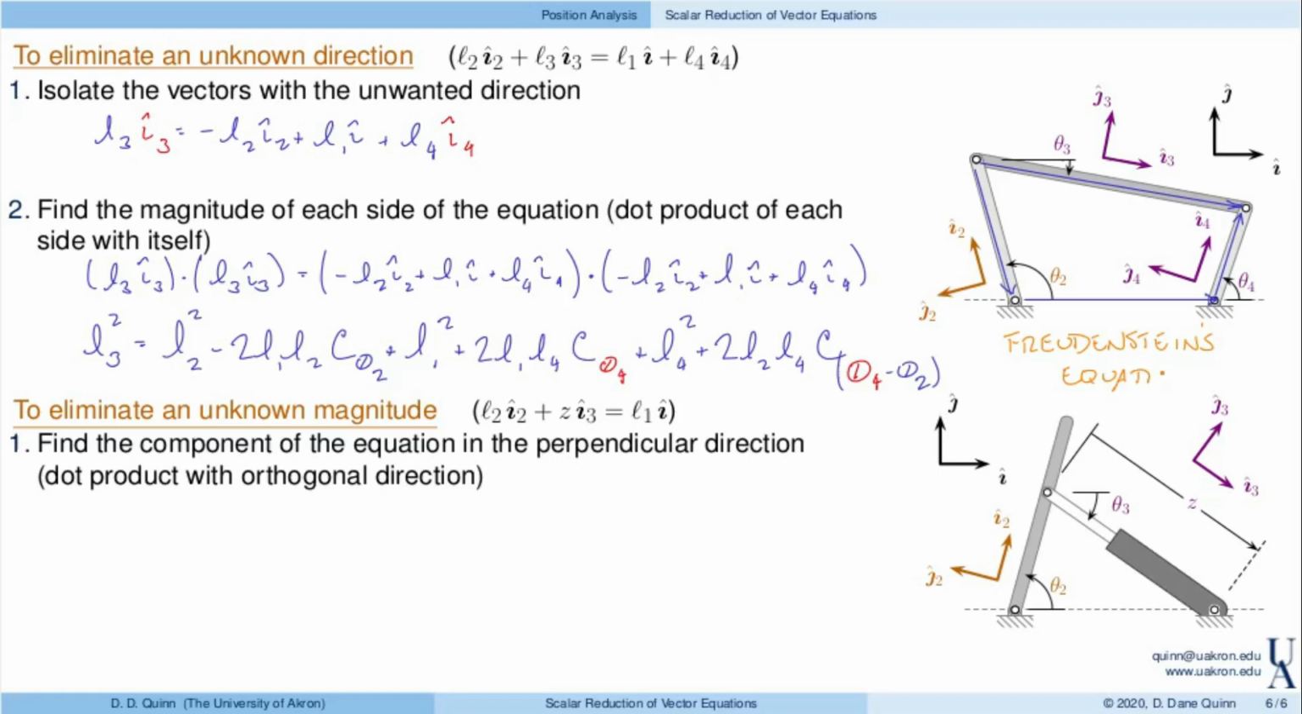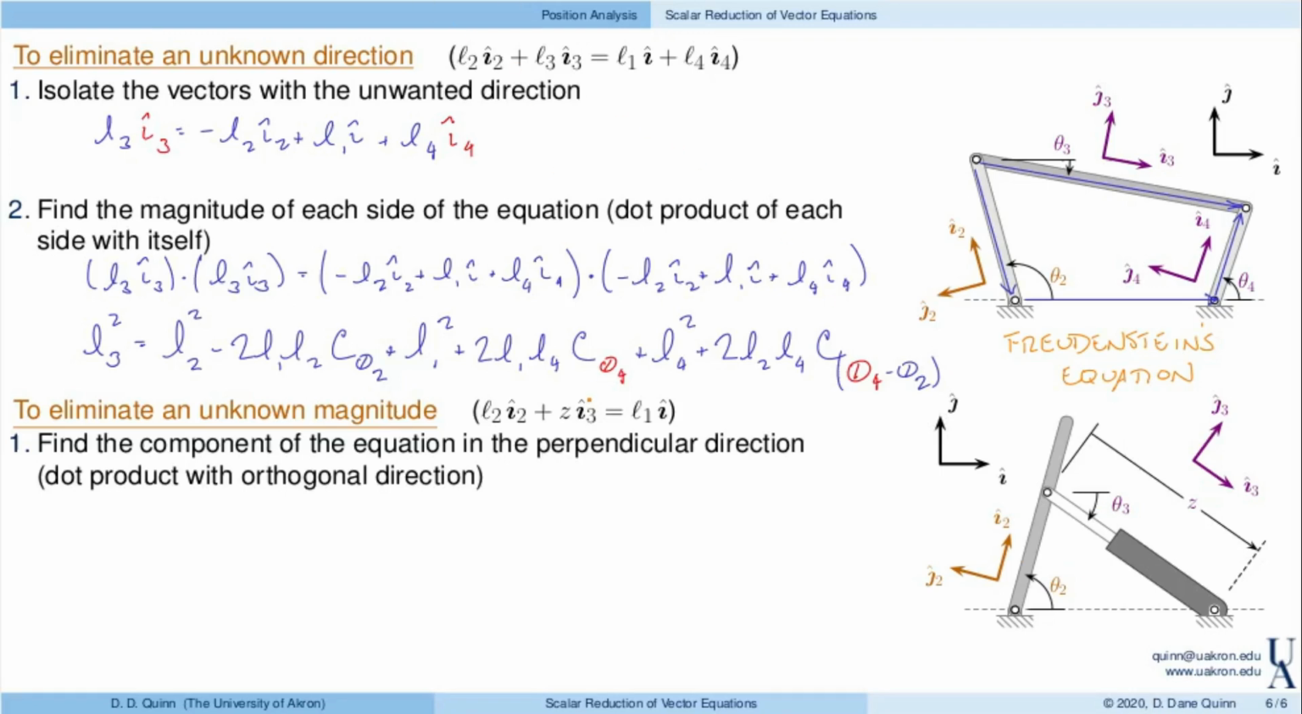And we got it by simply isolating and eliminating the unknown angle theta 3 from the vector loop closure equation. So this really is a very nice way of simplifying down to one equation, one unknown. What happens if we want to eliminate an unknown magnitude? Here we have a second mechanism. Again, this turns out to be an inversion of a slider crank mechanism.